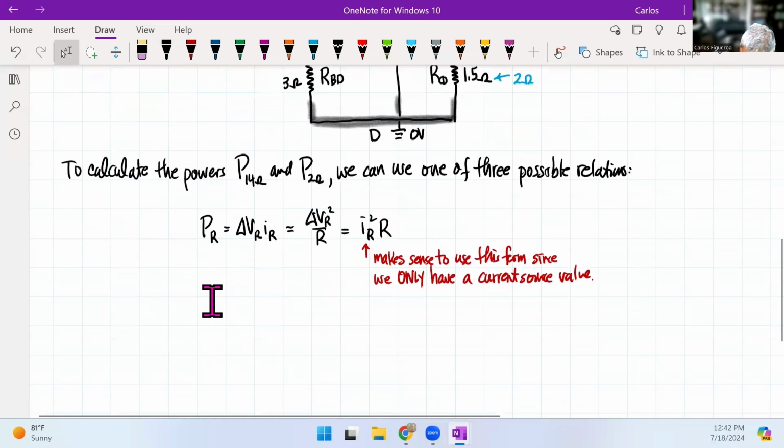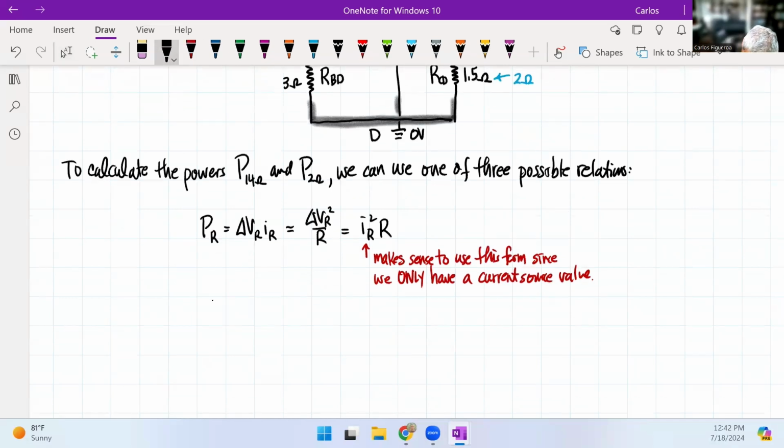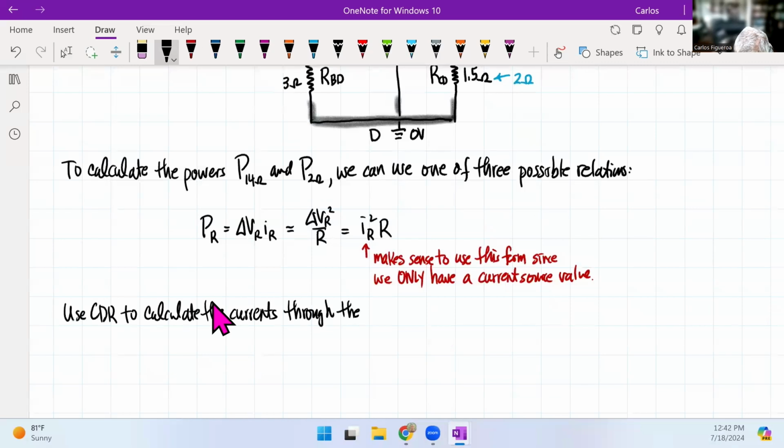So use CDR to calculate the currents through the left and right branches.